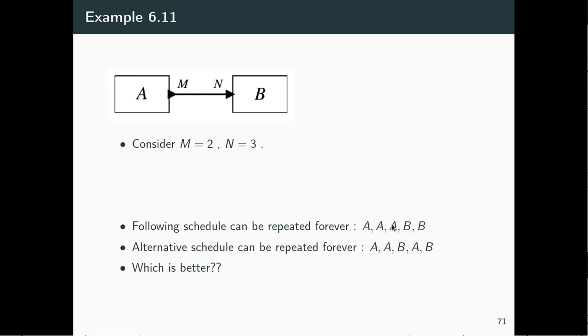But in the previous schedule, you actually have 6 tokens that you need to store, in comparison to the 4 tokens that need to be stored in the latter schedule. So these 4 tokens help us reduce the memory requirement, and hence this schedule is more preferred in terms of memory usage.